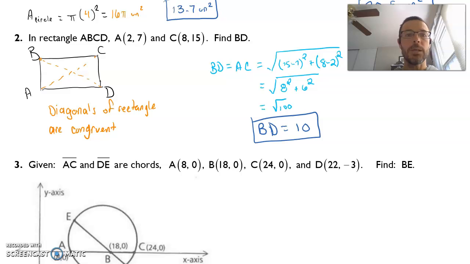This one, make sure you realize that when we are talking about rectangle ABCD, the order in which we name them matters. So it's A, B, C, D. They have to be listed in order. That guarantees that AC is a diagonal and so is BD. Diagonals of rectangles are congruent. So if we find AC, we know it's congruent to BD.